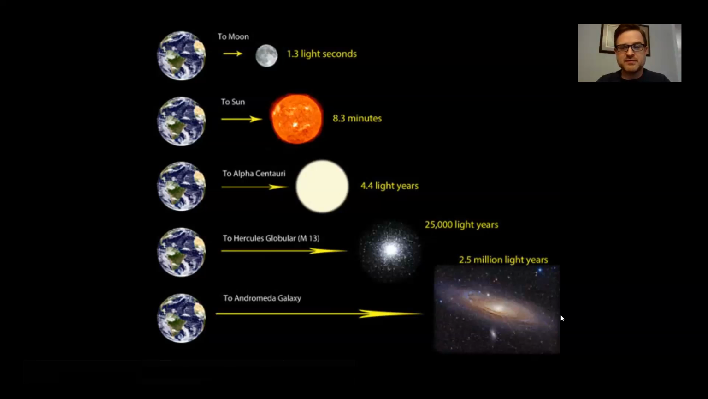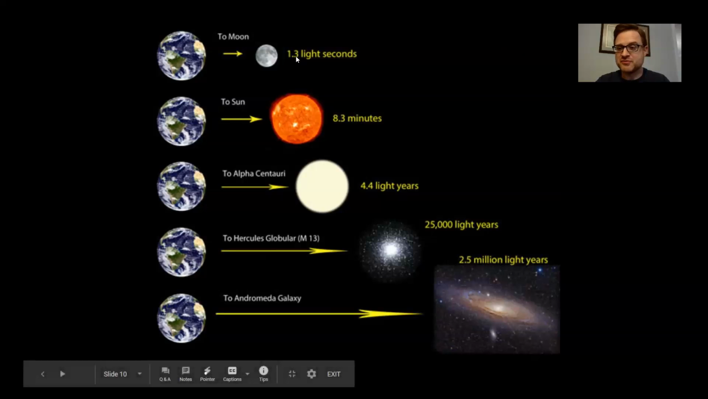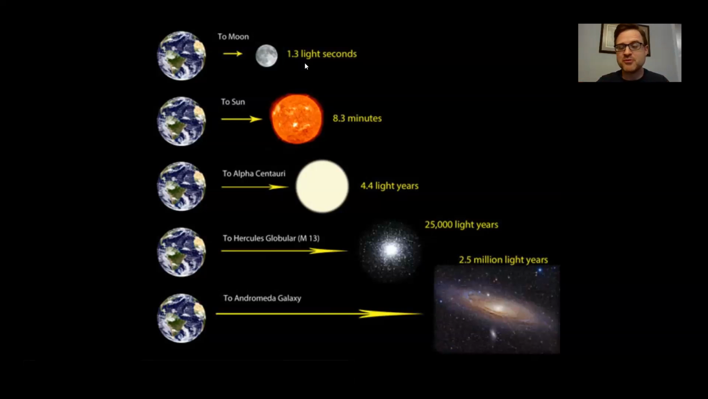So light travels 1 light year in a year. When you're looking at the moon, that light was reflected from the moon, and the light's been traveling through space for 1.3 seconds to get to your eye, right? The light from the sun was given off 8.3 minutes ago, right? So if the sun blew up right now, we wouldn't see it for 8.3 minutes, right?